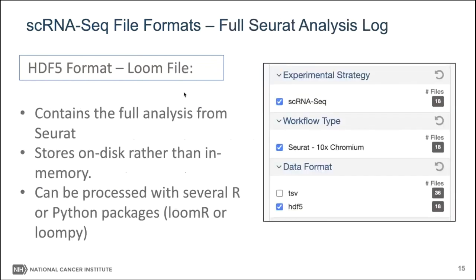Next, we have available the full Seurat analysis log. This contains the full analysis from Seurat. It's available as a Loom file in the HDF5 format. The purpose of this is to store the entire analysis on disk rather than in memory, because it can get very large because of the number of cells that are being processed and the number of genes. When you multiply them, you get a very, very large analysis. There are several R or Python packages. The ones that were recommended on the Seurat website were LoomR and LoomPy.